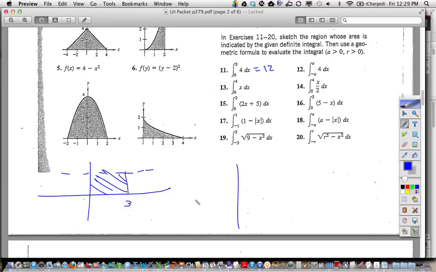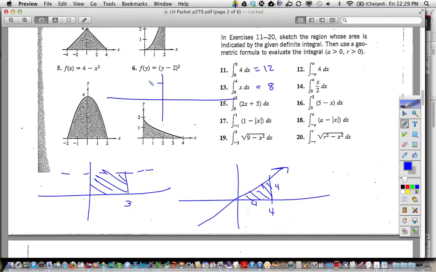Okay, this would be y equals x. Well, y equals x is this line right here, from 0 to 4. Well, that would be this area. It's a triangle, 4 tall, 4 wide, 4 by 4 times a half, since it's a triangle, and that is 8. Okay, number 15, 2x plus 5. Well, that's a y-intercept of 5. It goes up 2 over 1, up 2 over 1, kind of like so.